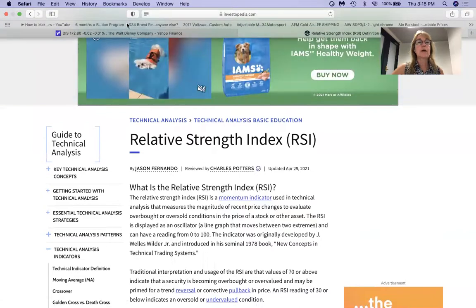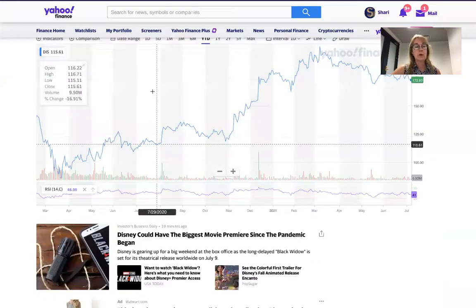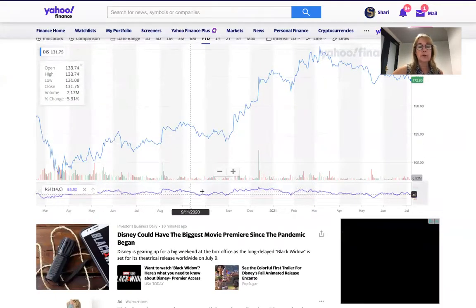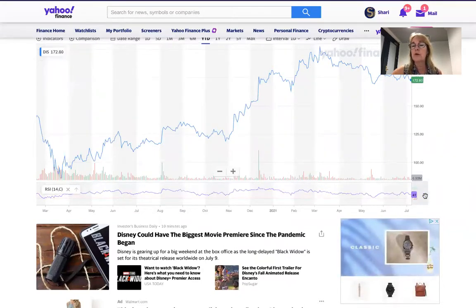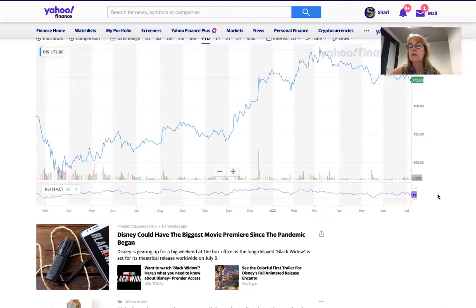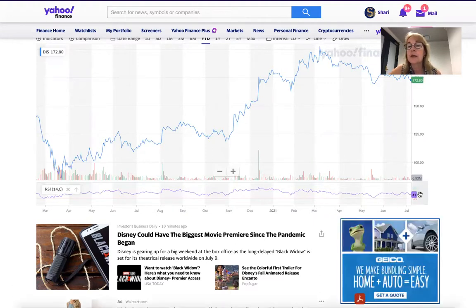Okay, so let's go back to Yahoo here. Okay, so we have this RSI for Disney. Make sure to move your cursor all the way over here and it'll tell you what it is right now. So you see on Yahoo, they're using 80 and 20. So Disney has an RSI of 41.